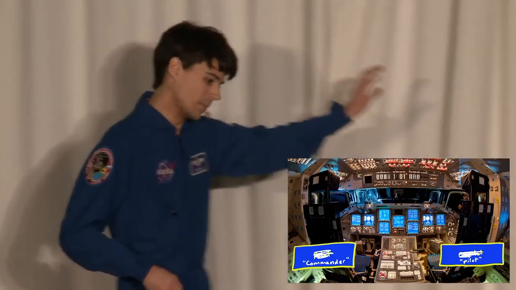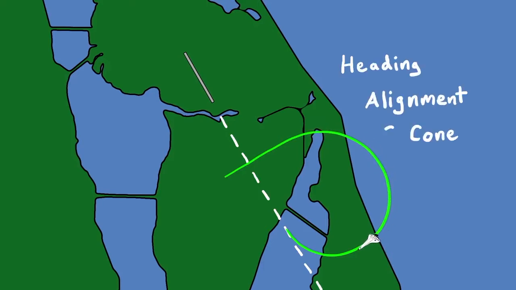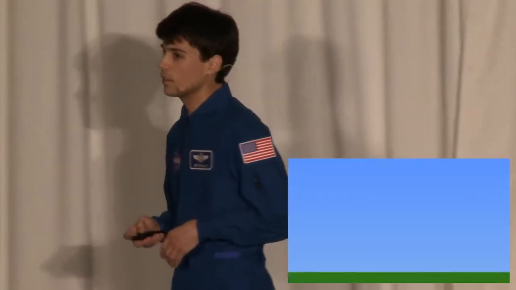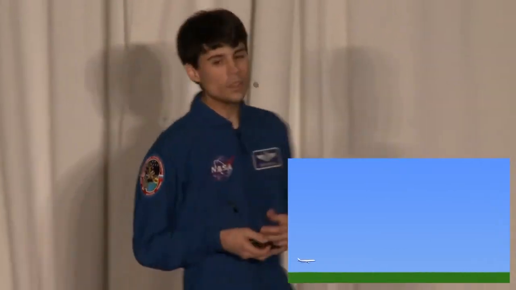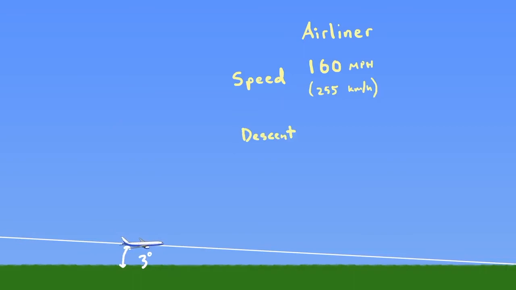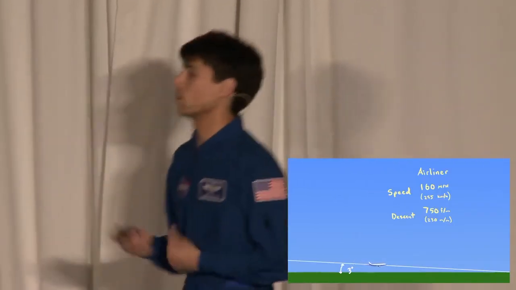But back to TAEM. So TAEM actually flies us past the runway center line and then around this imaginary spiral called the heading alignment cone. If all goes well, we should be lined up with the runway and on glide slope by 10,000 feet in altitude. Of course, if we were a typical airliner, on glide slope would mean a 3-degree descent path, flown at about 160 miles an hour, with a descent rate of about 750 feet per minute. But that's not going to work for us.